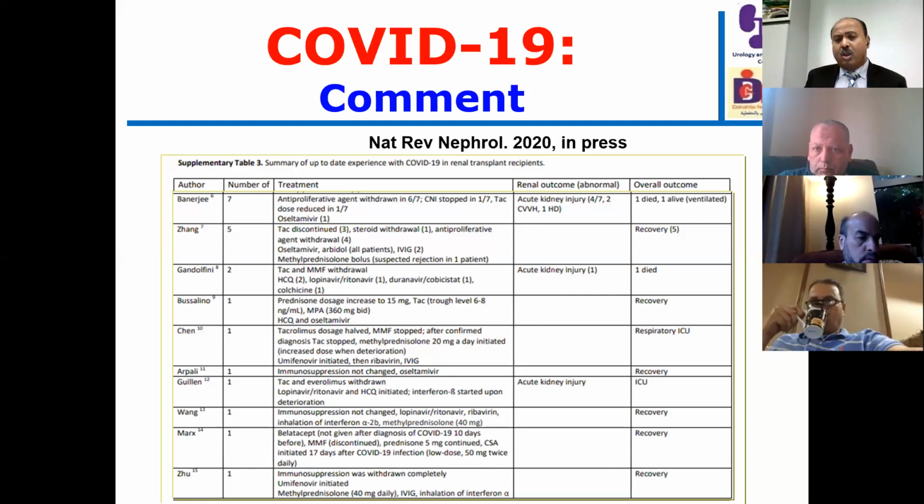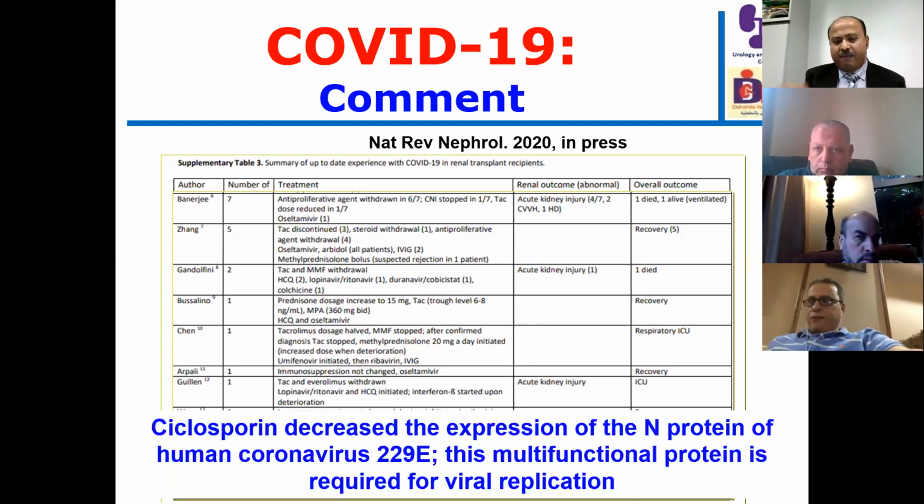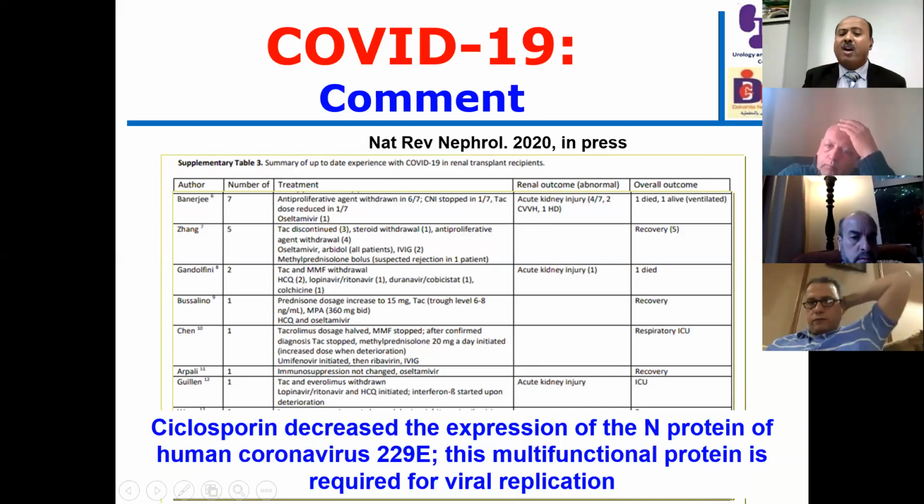But if you remember last week, in the poll and the voting on which immune suppressive drug may reduce viral replication, the answers were distributed among different choices. But from an experimental animal model, cyclosporin decreases the expression of the N protein of human coronavirus 229E. This is a multifunctional protein that is needed for viral replication. So there is a theoretical background showing an anti-COVID effect of cyclosporin. To the extent that some authors wondered, is it wise to shift from tacrolimus to cyclosporin in the era of COVID? Up to this moment, there is no evidence for that, but this is experimental work showing cyclosporin may reduce viral replication.